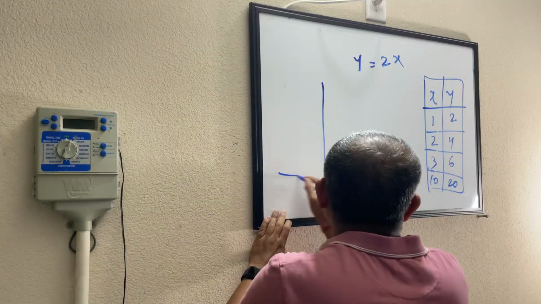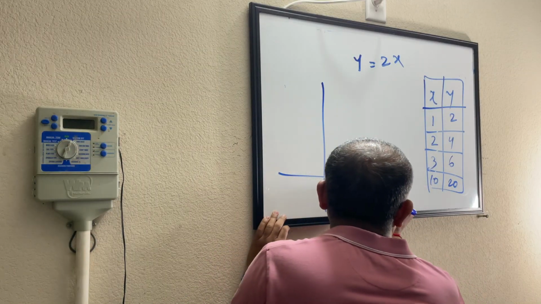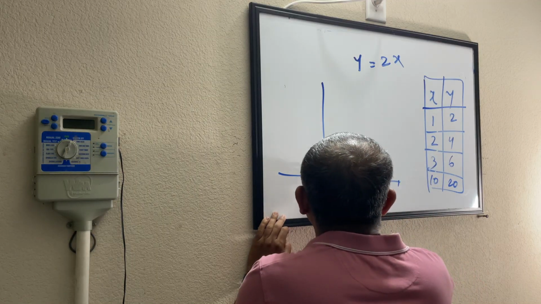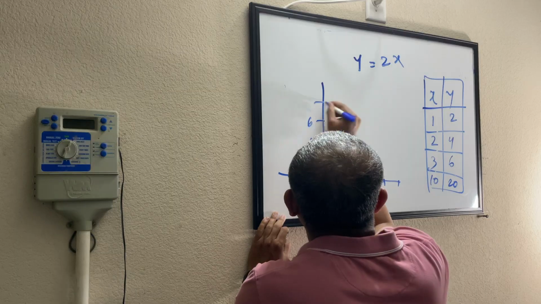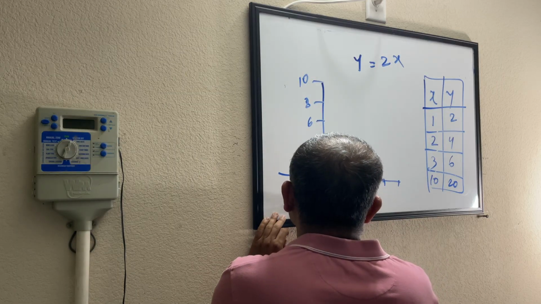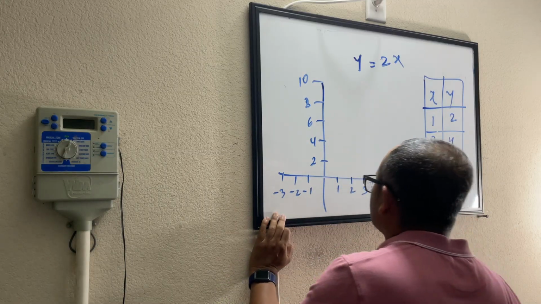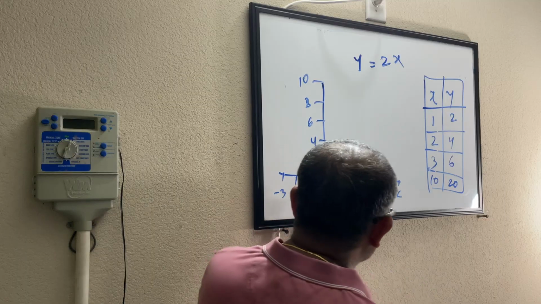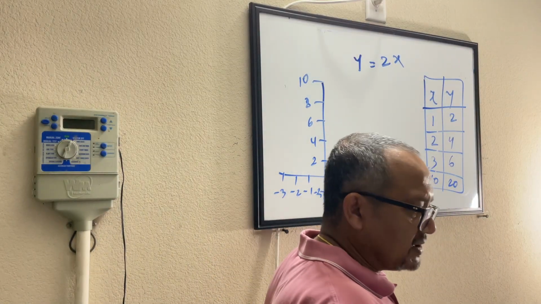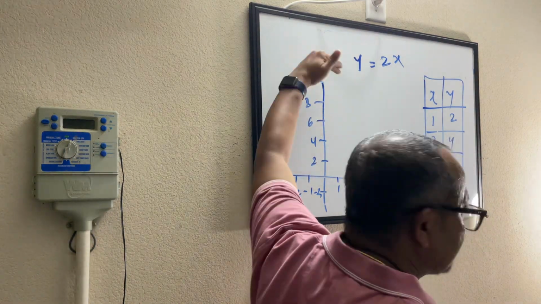Now, I'm going back to a coordinate plane. 1, 2, 3, 4, 5, 6. 2, 4, 6, 8, 10. Minus 1, minus 2, minus 3. Minus 2. So here I am using 1 unit as a 1 place. Everybody is comfortable with the coordinate planes, right? Okay. So here I am using a scale of 1, here I am using a scale of 2. That's it.